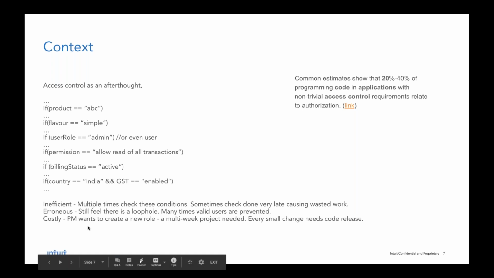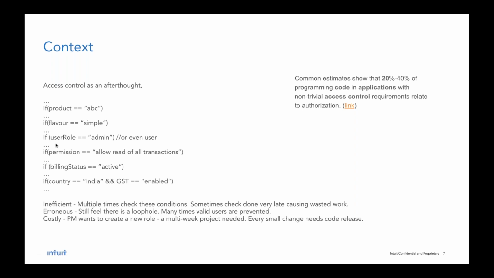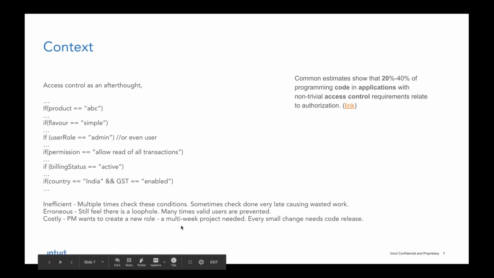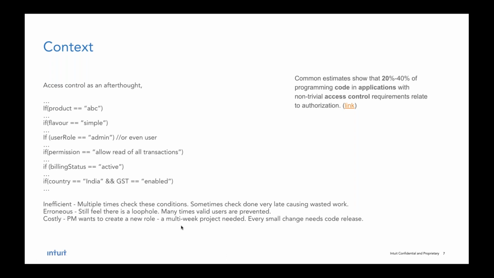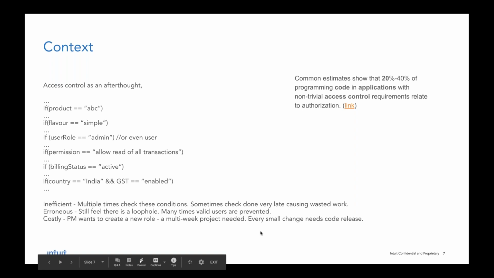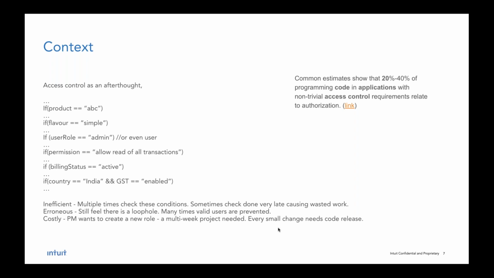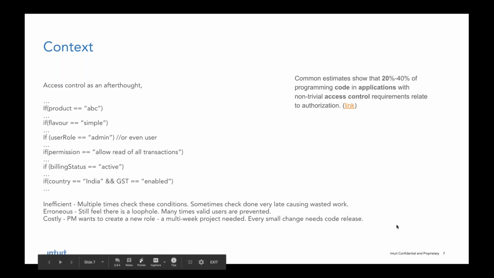Also, it's costly for use cases where PM wants to create a new role. If your code has this if user role condition throughout, and if you have to introduce a new role, you have to go around at all the places, add another condition, release the software. You have to do a lot of testing because you have now added a new condition, and the speed at which you can release new roles is the speed at which you do your code release or your product release.